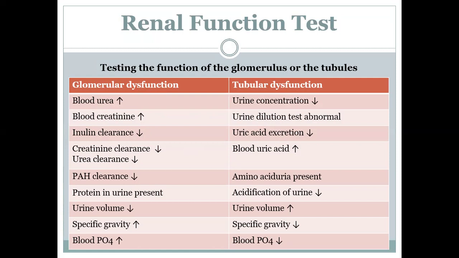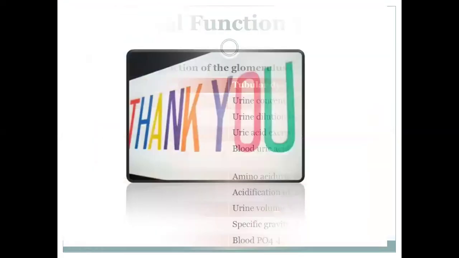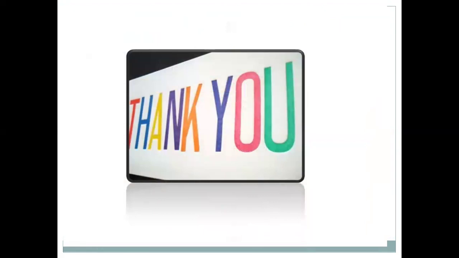In tubular dysfunction, urine concentration decreases, urine dilution tests are normal, uric acid excretion is decreased, blood uric acid is increased, amino aciduria is present, acidification of urine is decreased, urine volume is increased, and phosphates are decreased. This is all about renal function. Yes, we stop.